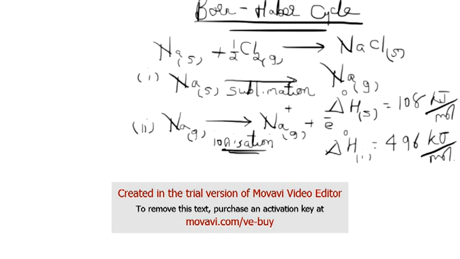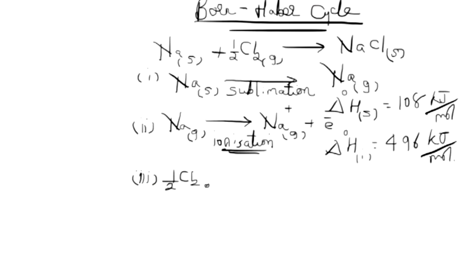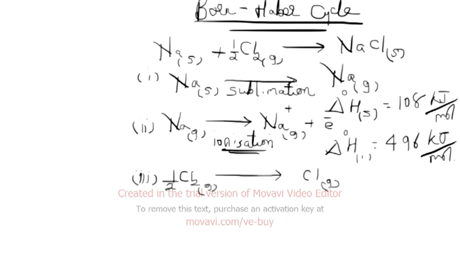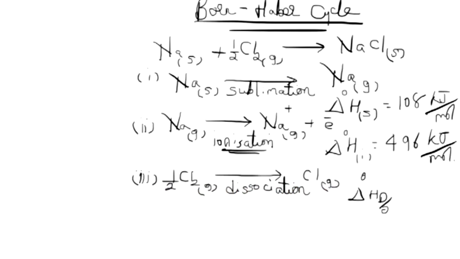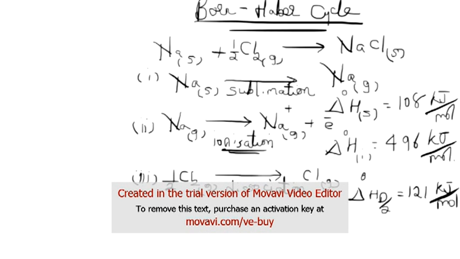Now, the third step. In the third step, we take up chlorine gas, half a mole. This chlorine gas, half a mole, is then converted into atomic chlorine. For this, the bond between two chlorine atoms needs to be broken, and this is called the bond dissociation enthalpy. For chlorine, it is about 121 kilojoules per mole. So the standard bond dissociation enthalpy, D by 2, is equal to 121 kilojoules per mole.